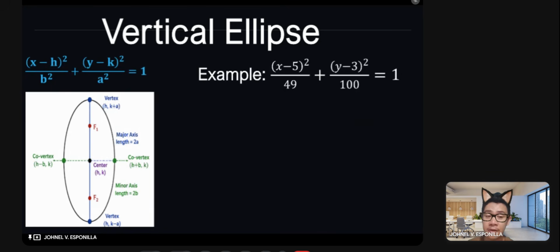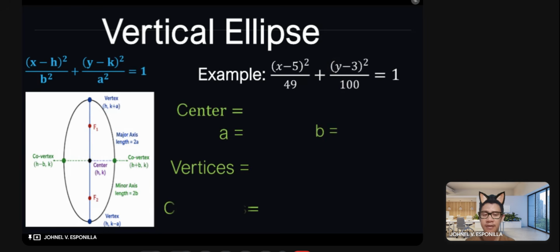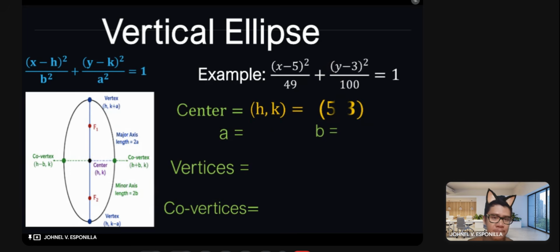So second example, verify ulit natin. Between 49 and 100, mas malaki si 100. At si 100 po ay nasa baba ni y term. So this is vertical ellipse. Okay? So hanapin ulit natin yung center, the A, B, the vertex, and the co-vertices. So sa center, so that is clearly 5, 3. While yung A is square root of 100, that is 10. At yung B naman square root ni 49, which is 7.